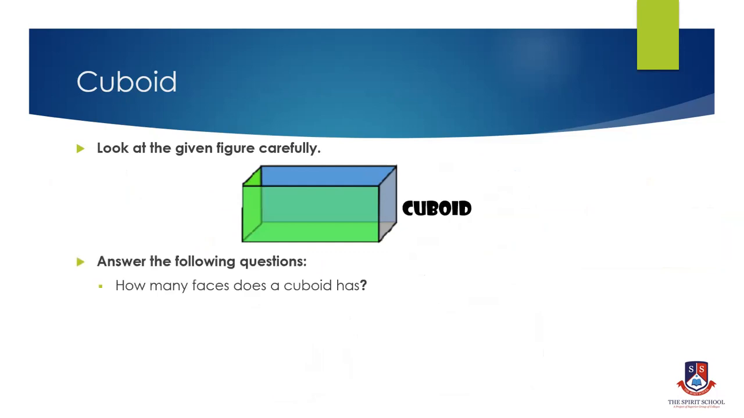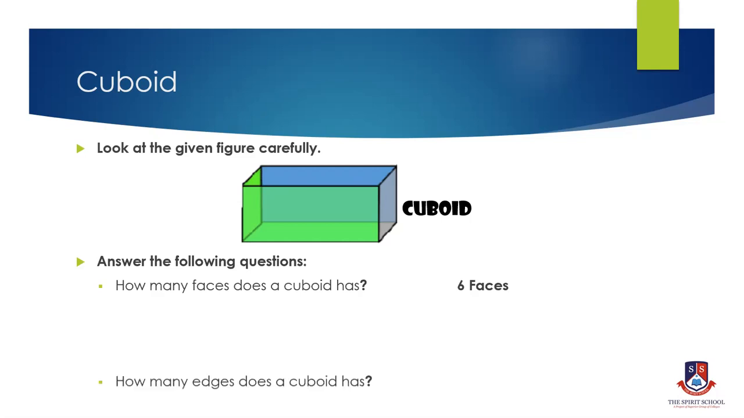Firstly, let's see how many faces a cuboid has. We can see that we have 1, 2, 3, 4, and top 5, 6. So a cuboid is having 6 faces, just like we have seen in a cube.